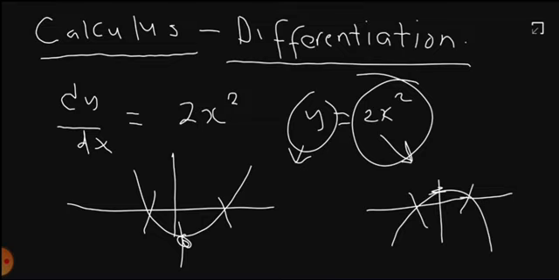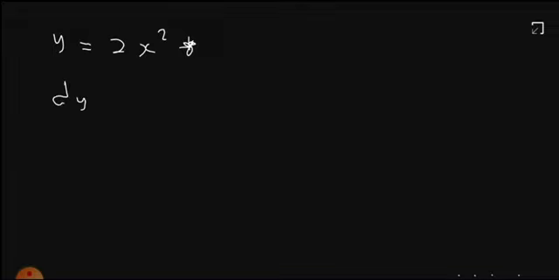Now, how do we differentiate a function? Let's look at one example. When you want to differentiate a function, for example, y is equal to 2x squared, how do I differentiate? When differentiating, we are going to use the symbol dy dx. Now, dy dx of 2x squared, you need to know these two rules.